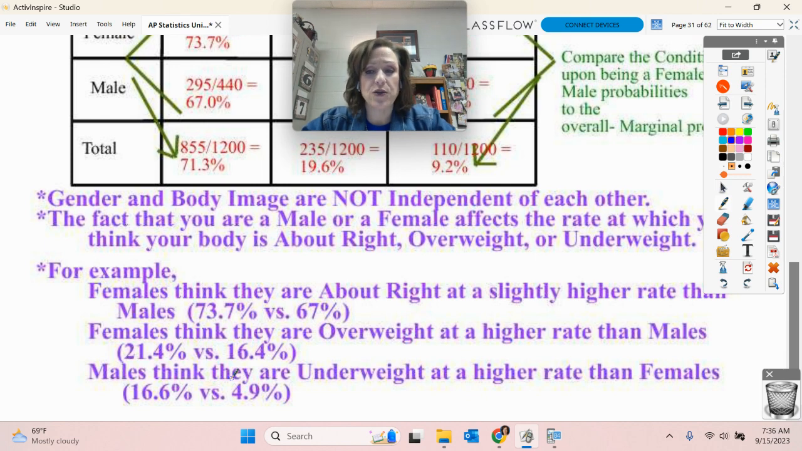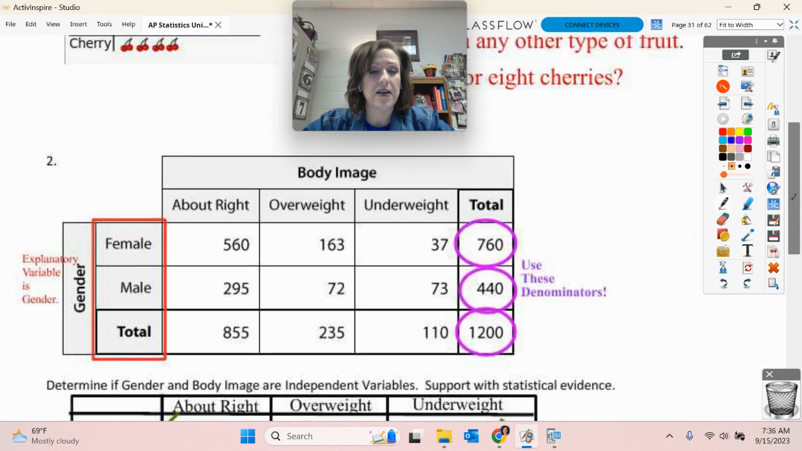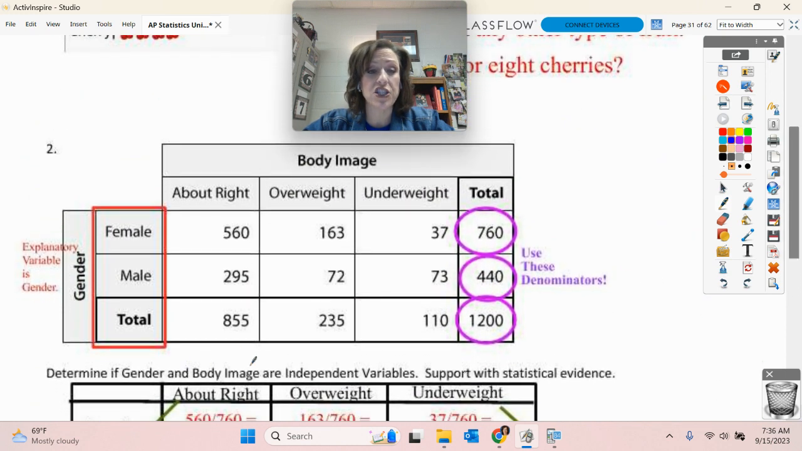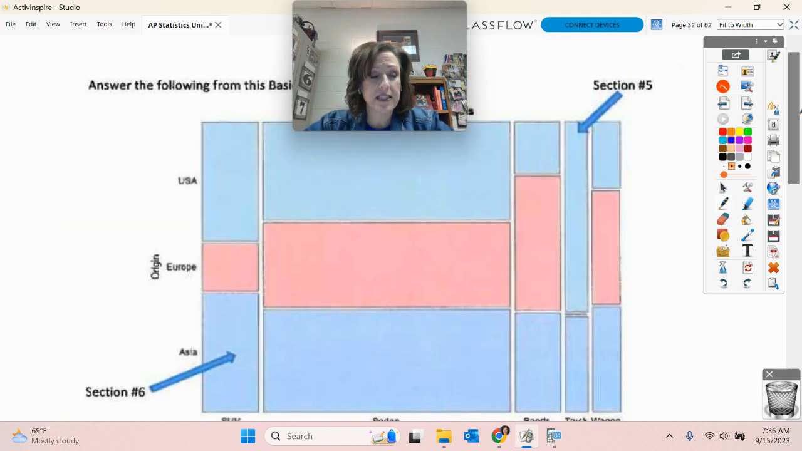And so that is how you do a complete write-up for your discussion about the association or relationship between two variables, and that's how you support it with statistical evidence. All right. Next, we have a mosaic plot. So we're going to take a look at this.